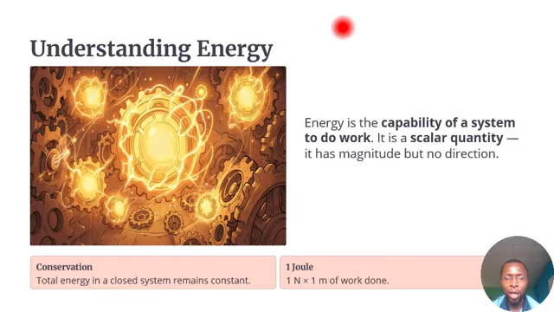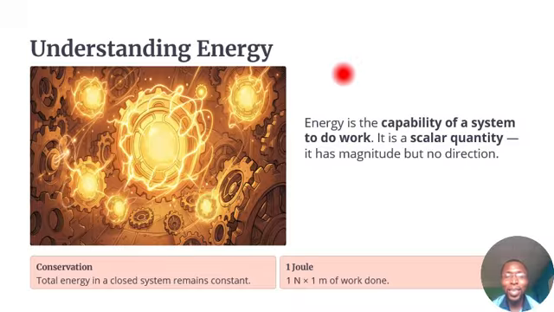Now, there is a law that governs the usage of energy, and it's called the law of conservation. The law of conservation says that the total energy consumed in a closed system is constant. That means it does not change. That's the law of conservation of energy. Energy cannot be created, nor destroyed, but it can be converted from one form to another in a closed system.